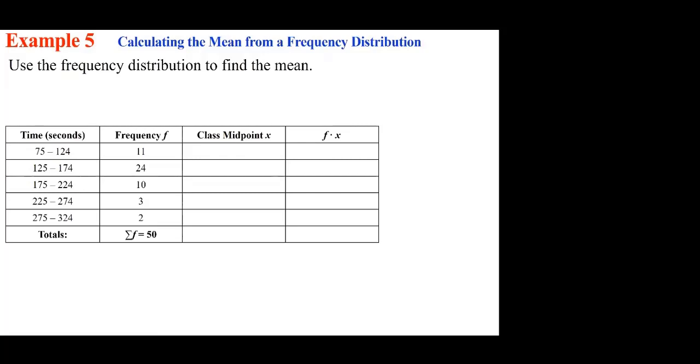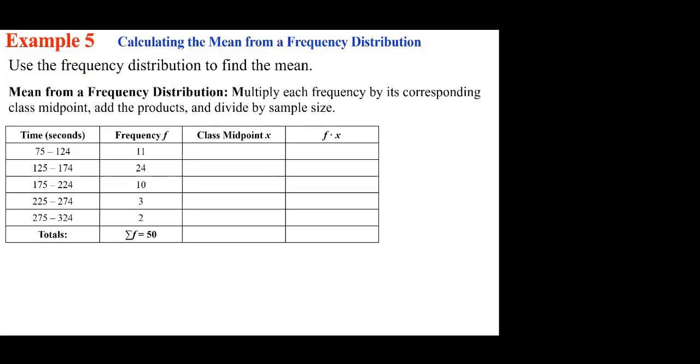So here's a frequency distribution table, and we want to find the mean. Let's see how it's done using a frequency distribution. Mean from a frequency distribution: multiply each frequency by its corresponding class midpoint. Add the products and divide by sample size. This is the formula: x bar equals the summation of f times x sub m divided by n.